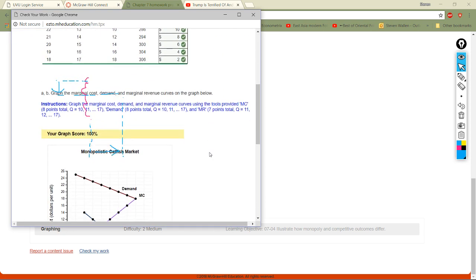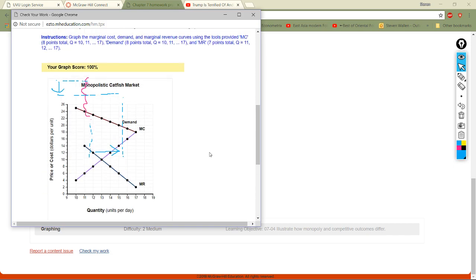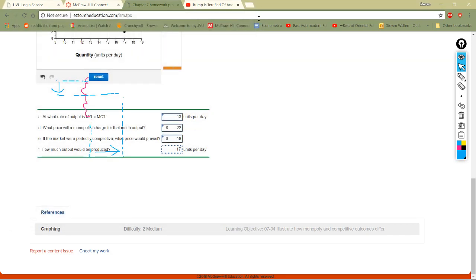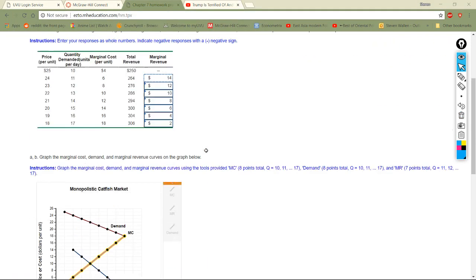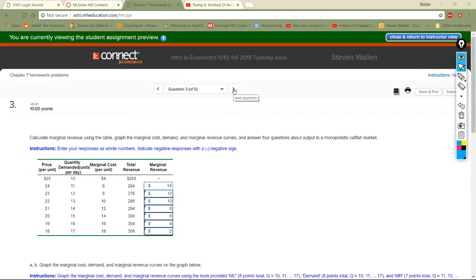Green, green, green, 100%, green, green, green. That means we're doing good. Doing good like we should. All right, moving on.